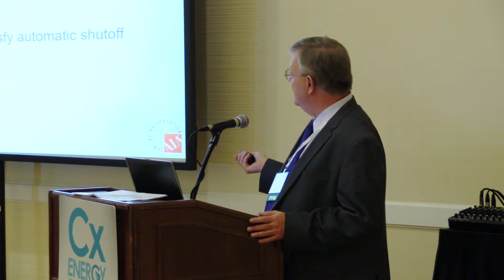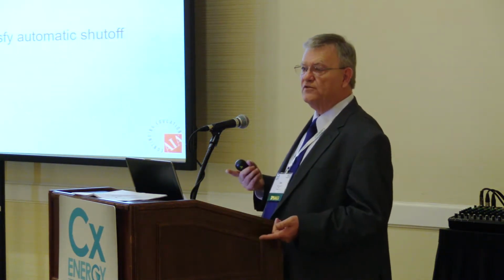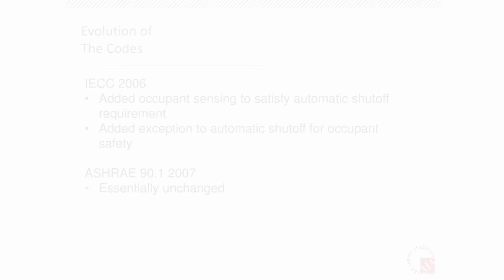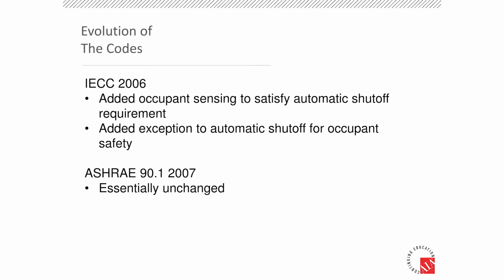ASHRAE 90.1 added occupant sensing to satisfy its requirement for scheduled shutoff. That instead of a scheduled shutoff, you could use occupant sensing. In 2006, occupant sensing entered as a way to satisfy the requirement for automatic shutoff for IECC, and we got an exception to automatic shutoff for occupant safety. Now, normally, that's particularly important in industrial areas like central plants or places like that. And prior to this time, the energy codes didn't have any exception for occupant safety.